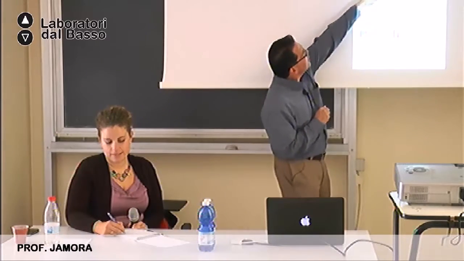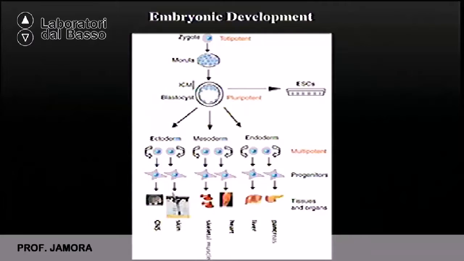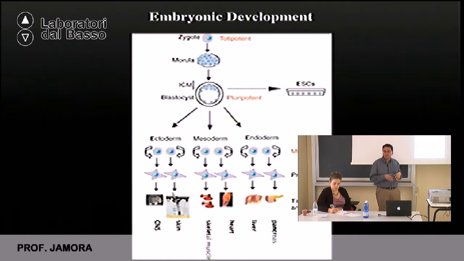Okay. So you have a totipotent zygote that divides to form a morula and then the blastocyst. And then you have what's called the inner cell mass within the blastocyst. And it's this inner cell mass that you can culture to form embryonic stem cells. And these are what's called pluripotent, that can form any tissue in the body. Totipotent means every tissue in the body plus the extra-embryonic tissue that's surrounding the embryo itself, okay?